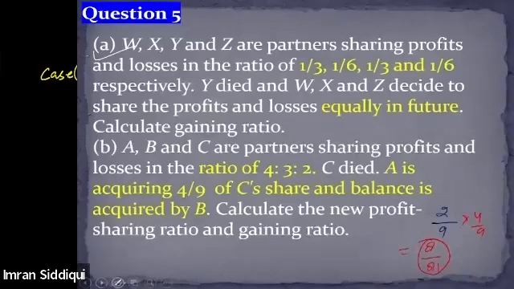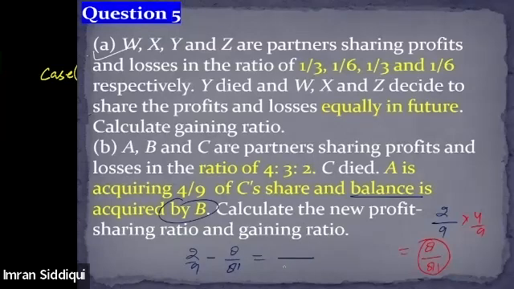Yes, sir. What about the remaining share of C? Out of 2 by 9, we have transferred 8 upon 81 in favor of A, right? Then the remaining share needs to be transferred to whom? It will be transferred to B. Got it? So we will have to determine the remaining share. That is what the question was saying. The question was saying that the balance is to be acquired by B. So we will have to determine the balance of C's share: 2 by 9 minus 8 by 81.